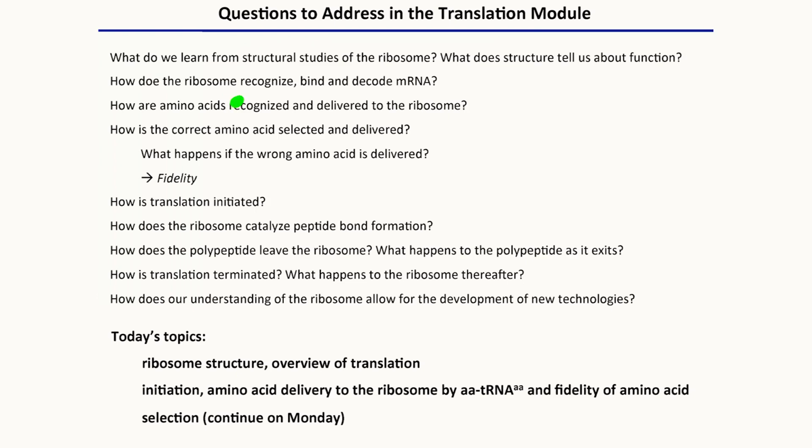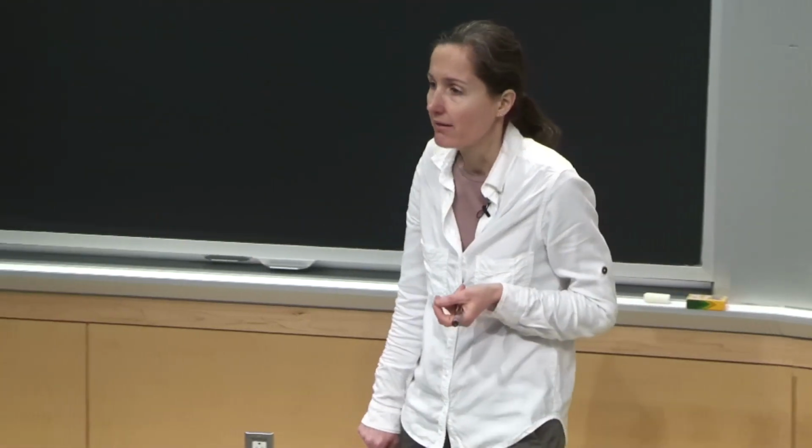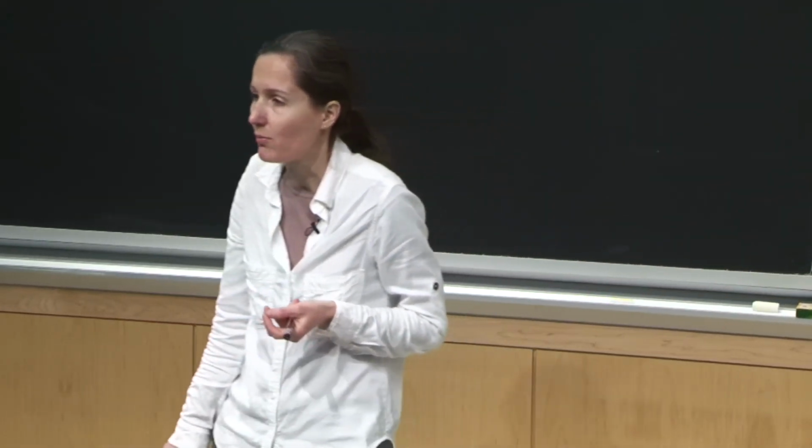How does the ribosome recognize, bind, and decode mRNA? How are amino acids recognized and delivered? And how is the correct amino acid delivered, right? The genetic message needs to be read, and it needs to be read properly. And what happens if a wrong amino acid is delivered? So that's a possibility. How does the ribosome cope?